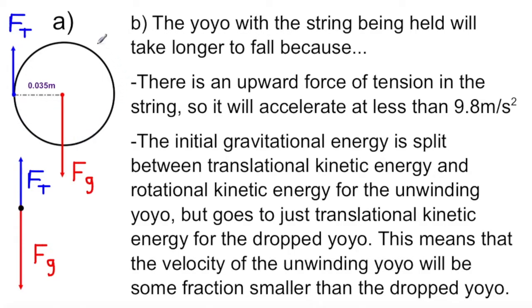We've got the yo-yo as a circular disc. We've got gravity acting downward at the center of the yo-yo, and tension from the string pulling up at the edge of the yo-yo. Probably for a real yo-yo, that tension would be somewhere more like here. And really, as the yo-yo falls more and more, that force of tension is going to move closer and closer to the center as the yo-yo unwinds.